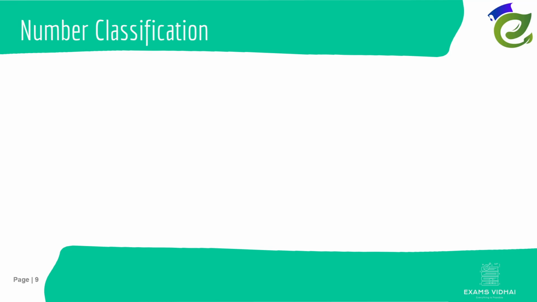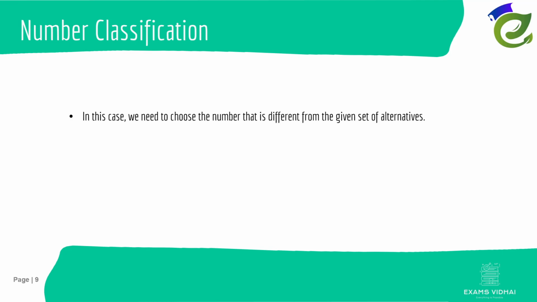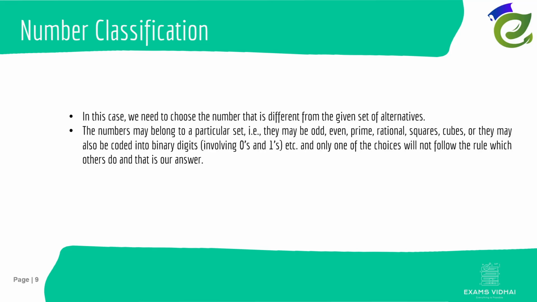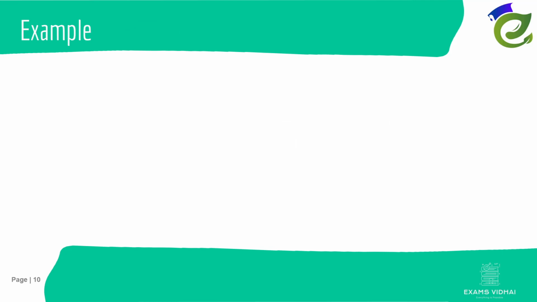Number classification. In this case, we need to choose the number that is different from the given set of alternatives. The number may belong to a particular set, that is, it may be odd, even, prime, rational, square, cubes, or they can also be coded into binary digits, etc. And one of the choices will not follow the rule which others do, and that is the answer.